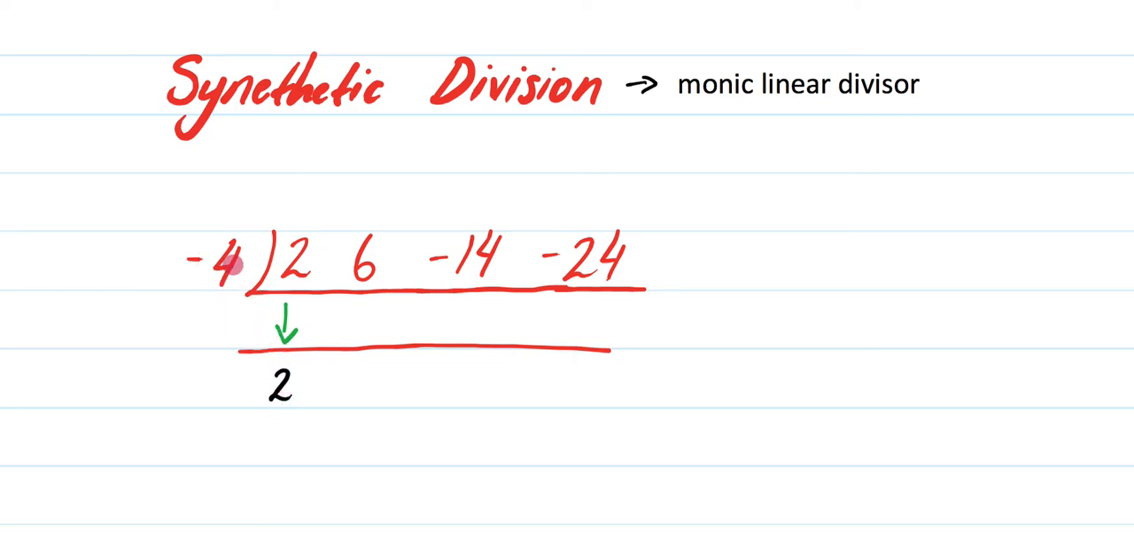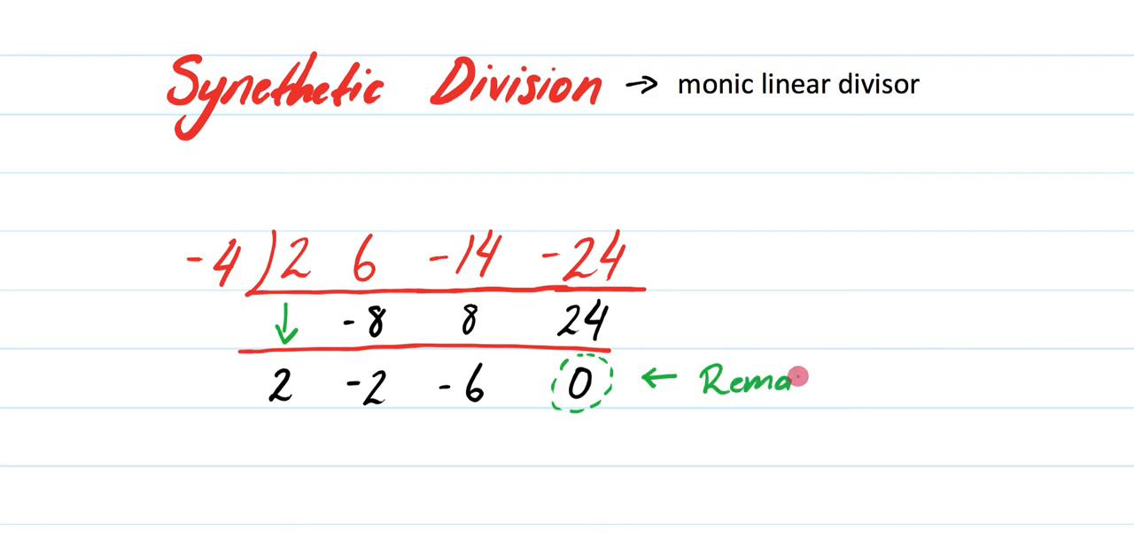Then I'm going to go negative 4 times 2 is negative 8. Then I'm going to go 6 plus negative 8 is negative 2. Then I'm going to go negative 4 times negative 2 is 8. Then I'm going to go negative 14 plus 8 is going to be negative 6. Negative 4 times negative 6 is going to be positive 24. When I add these, I get 0. The last one right here is my remainder. So the fact that it's 0 makes perfect sense because we know that x plus 4 is a factor.